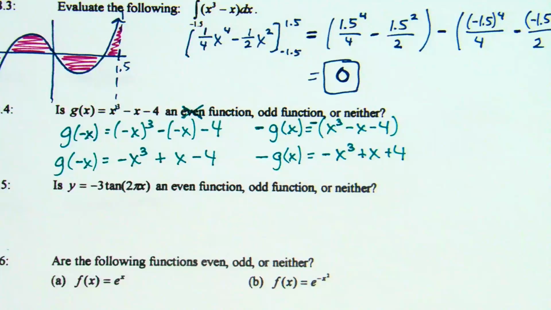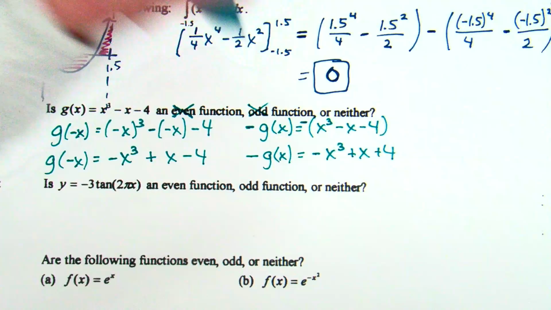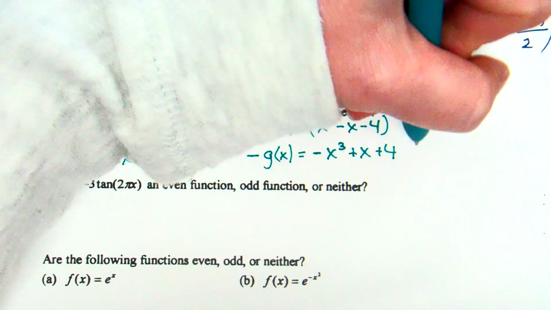What do we know now? Okay, it can't be odd because none of the three of these match up. They all are off by a sign. So if it's not even and it's not odd, we are to neither.